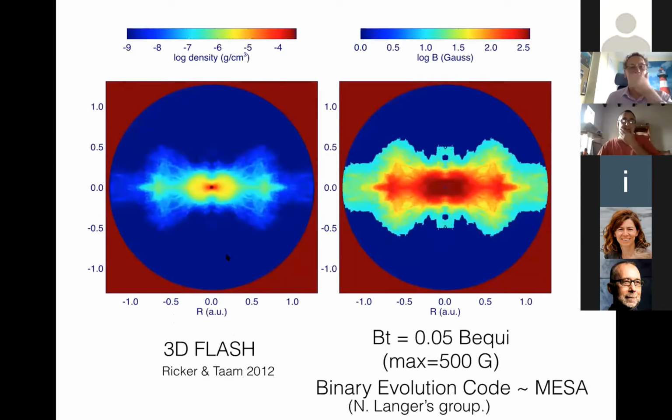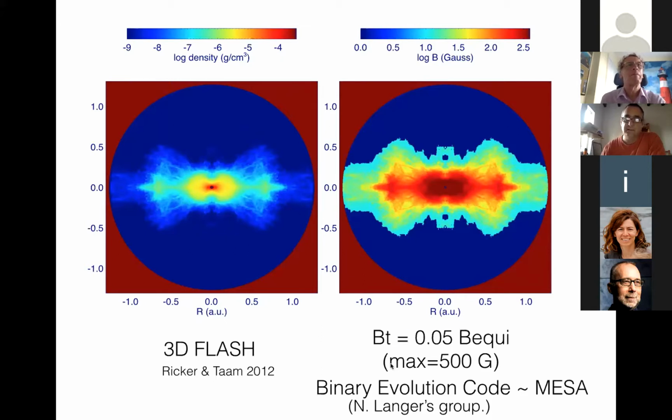Again, we start with the 3D FLASH computation. The computation doesn't include a magnetic field, but we did an approximation of including a toroidal field. The toroidal field that we include is very small compared to the equipartition value. We just use 5% of the equipartition value, with a maximum of 500 Gauss over here.